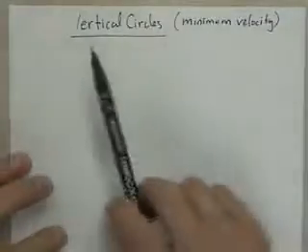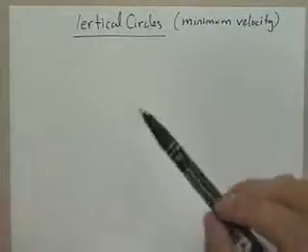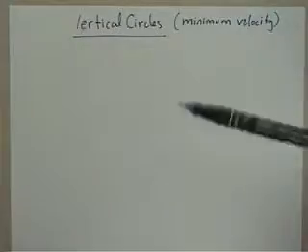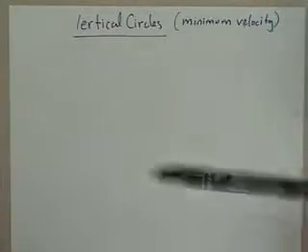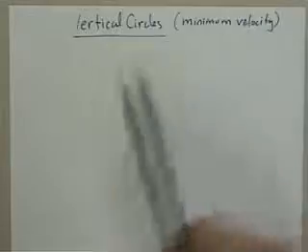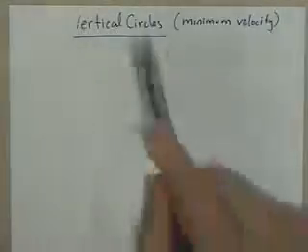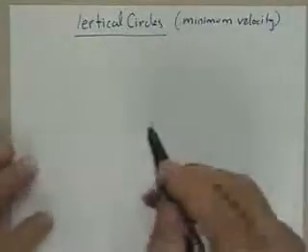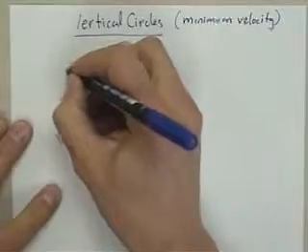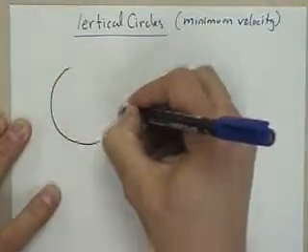Vertical circles is a circle that you're spinning that is going against gravity. So you're spinning like when you hold onto a bucket and spin the bucket this way, as opposed to your horizontal circles. So when we draw our picture of it, it's actually a side view as opposed to a top view.